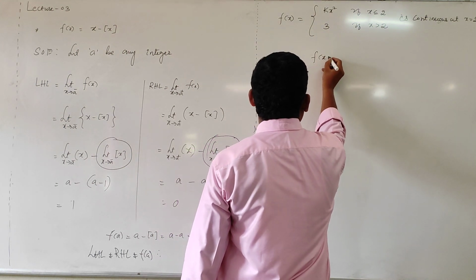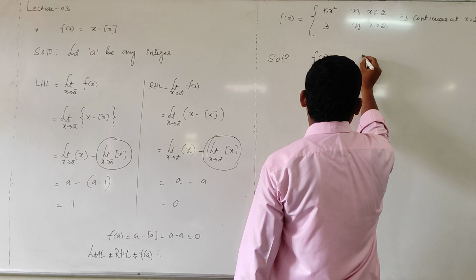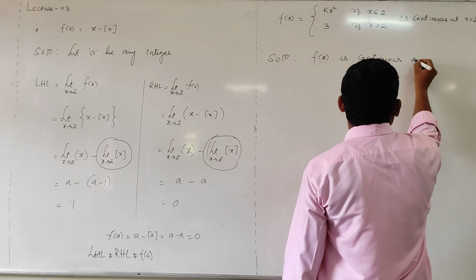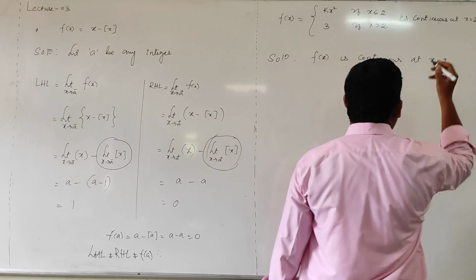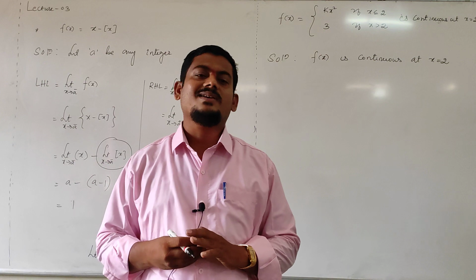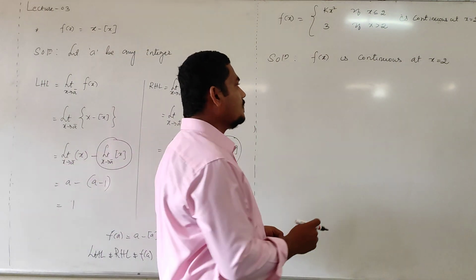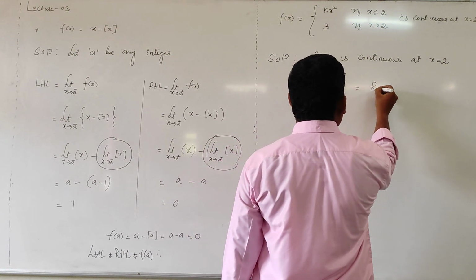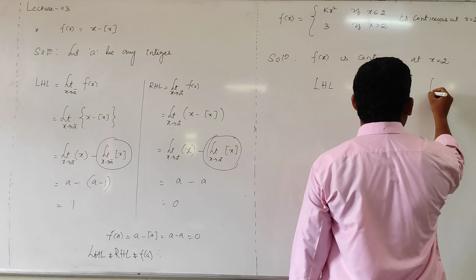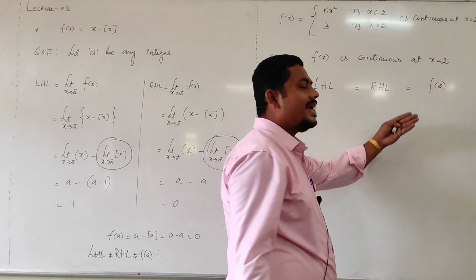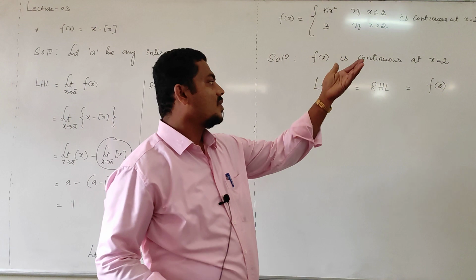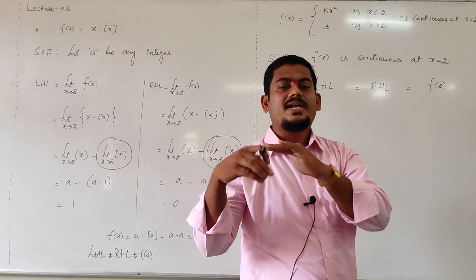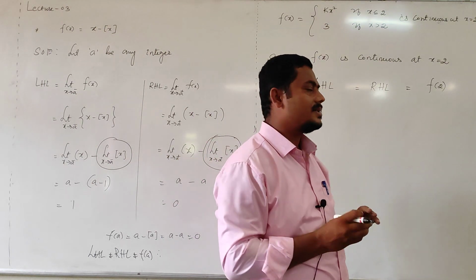Given condition is f of x is continuous at x equal to 2. Once the function is continuous at a particular point, what do you conclude? Then left hand limit equal to right hand limit equal to f of 2. This is according to the definition or the given condition. Function is continuous at 2 means left hand limit, right hand limit and functional value are equal and exist.